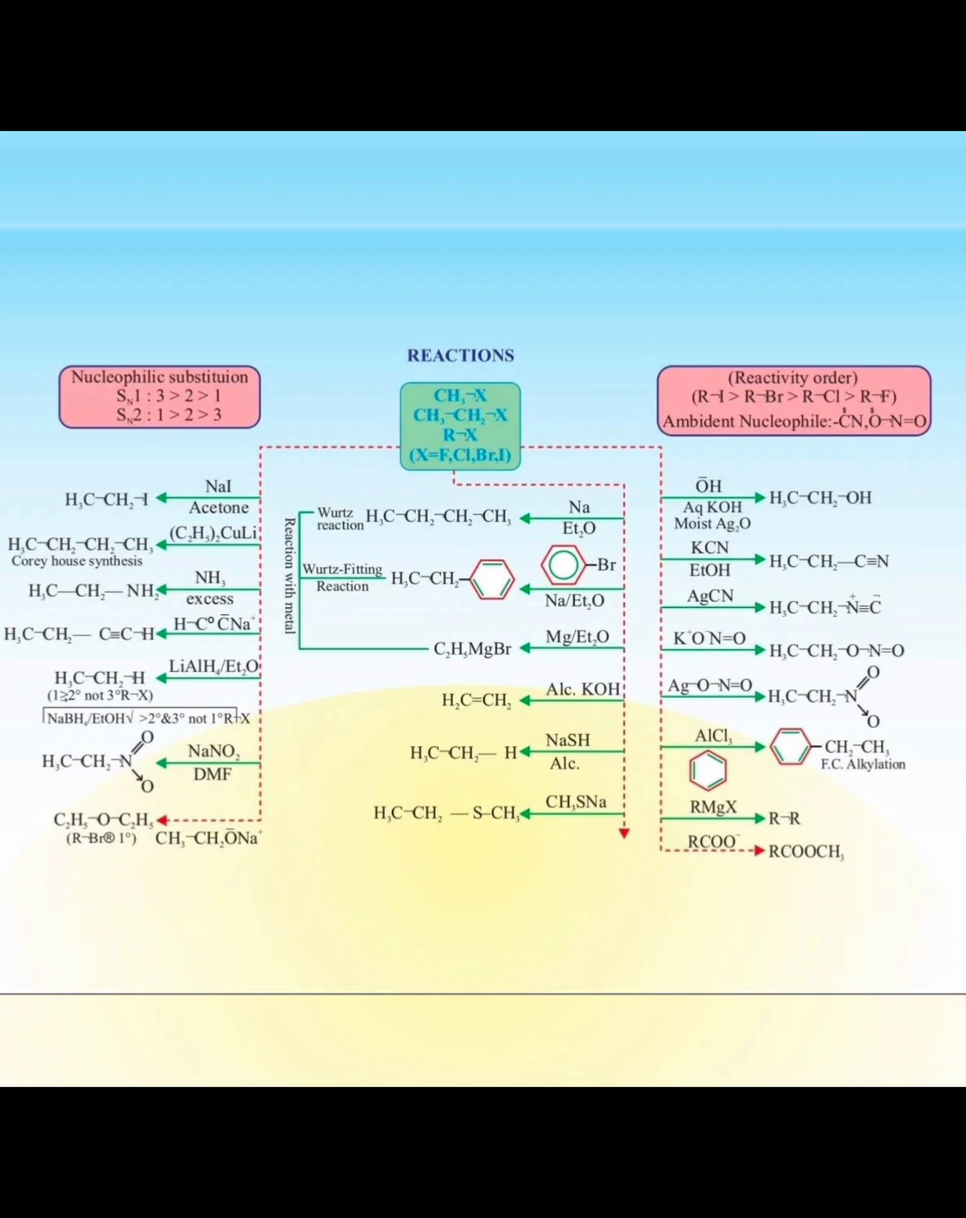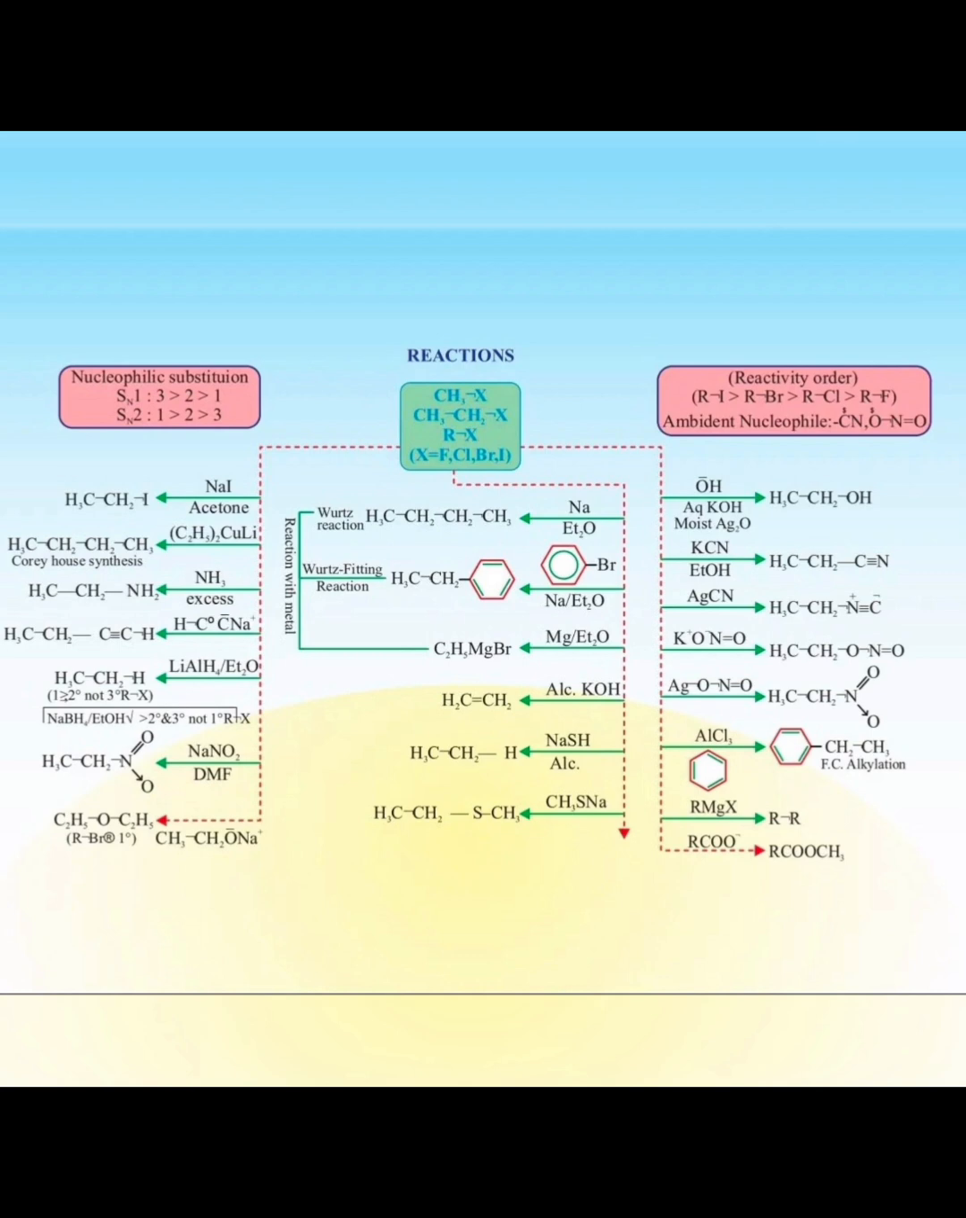Remember that in both these reactions, the active metal is sodium, but in the first case alkane is obtained as a major product, whereas in the second case alkyl derivatives of benzene are obtained. Similarly, when alkyl halide reacts with magnesium metal, it gives you Grignard reagent as a major product. When it reacts with alcoholic KOH, it undergoes an elimination reaction to form an unsaturated product, that is alkene or alkyne.